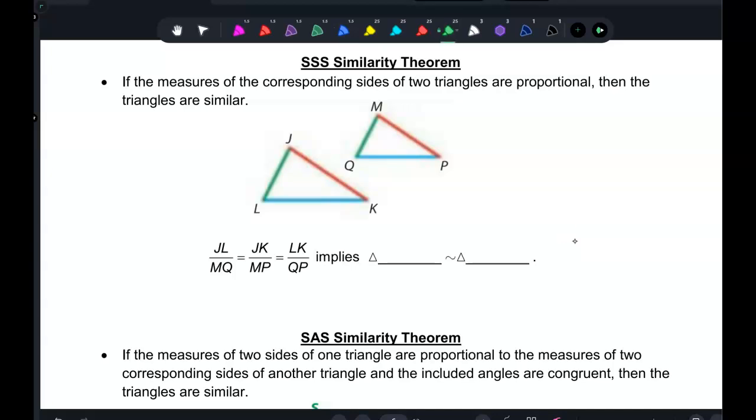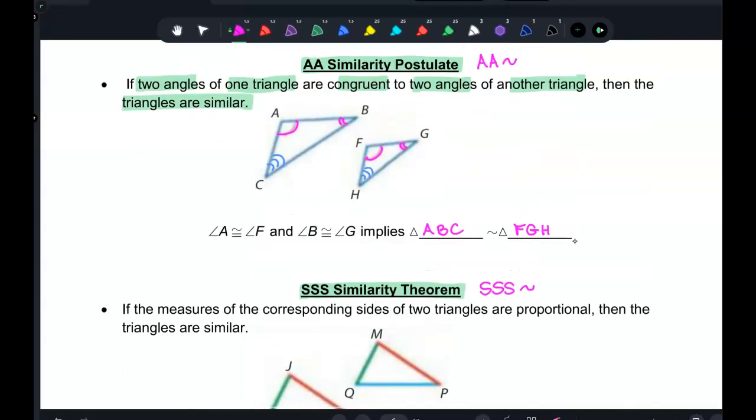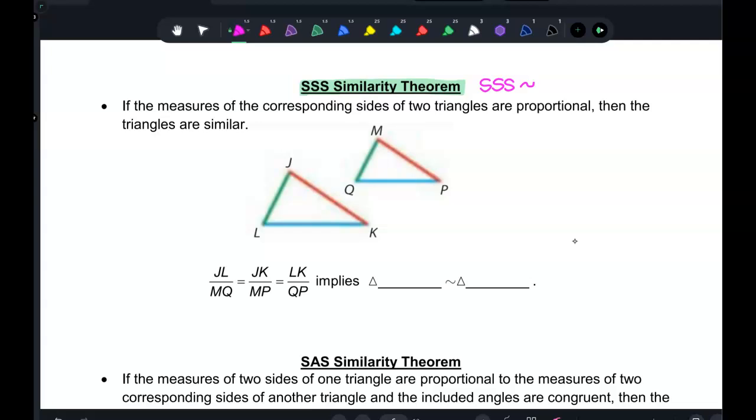Okay, next one, we have side similarity theorem. Now, these are not congruent, okay? Angles are congruent, but sides, we say, are proportional. So if the measures of the corresponding sides of two triangles, so all three, if they are proportional, then the triangles are similar. So that just means they have to have the same ratio here.